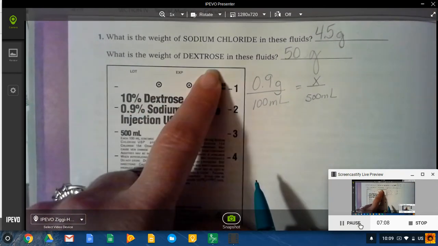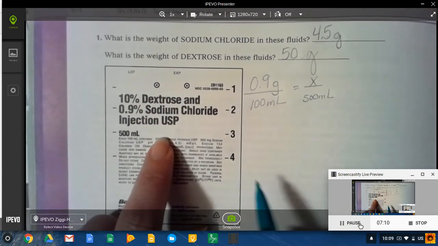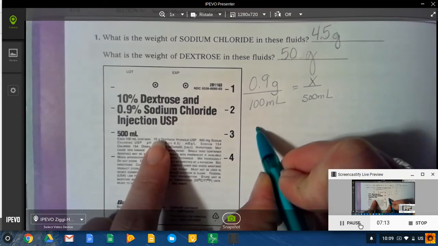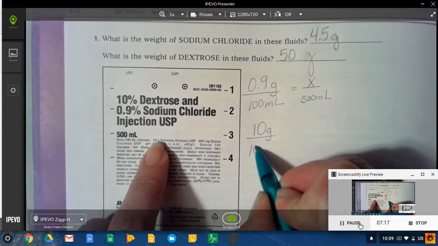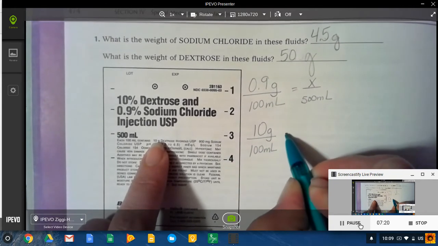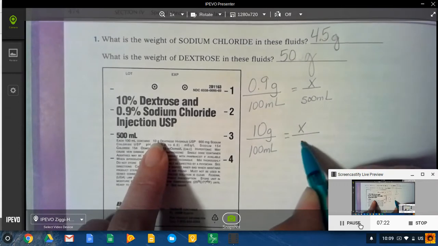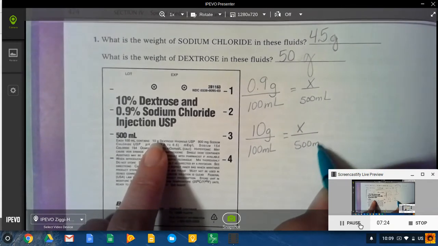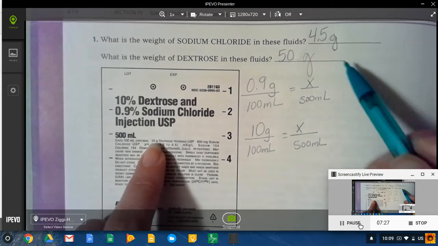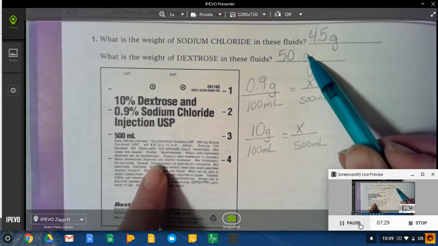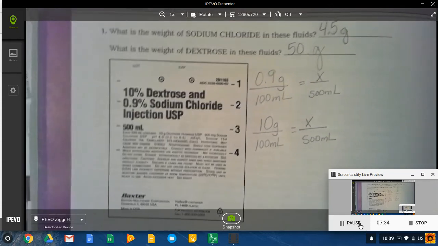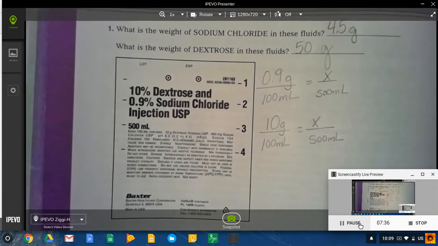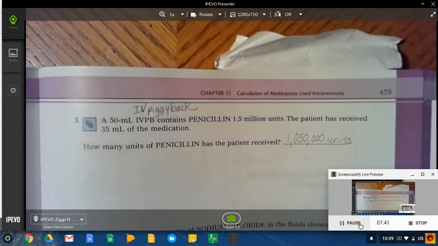So it's asking what the weight of dextrose is in these fluids. Well, your weight of dextrose, it's 10 grams over 100 milliliters. Okay, and we need to know how much is in 500 milliliters. These are pretty simple problems. You do the cross multiplication and you come up with 50 grams. That's how you do number 1. I will skip over, because number 2 is exactly the same.